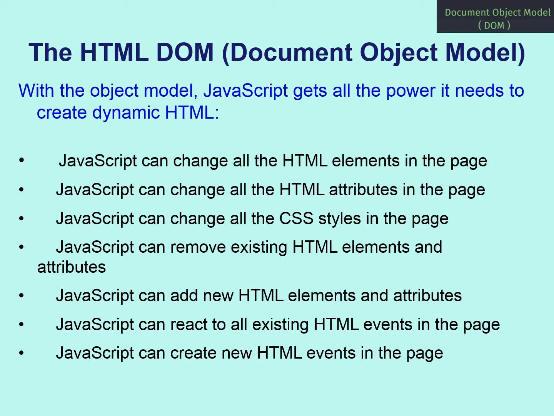So, in a nutshell, JavaScript is responsible for changing the HTML elements as well as the HTML attributes, and it is also responsible for changing the CSS styles in a web page. It can add or delete HTML elements and their attributes, it can react to all the existing HTML events in a web page, and it can also add new HTML events in the web page.